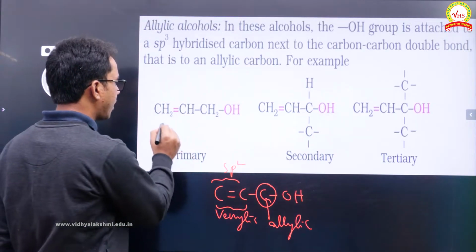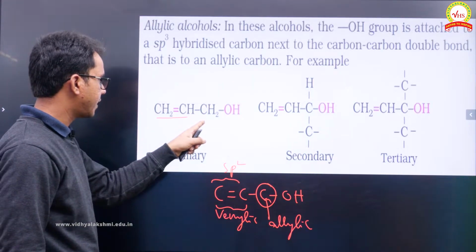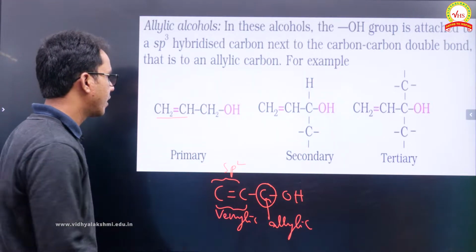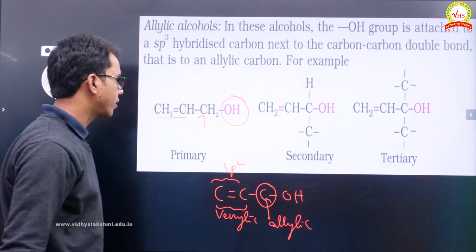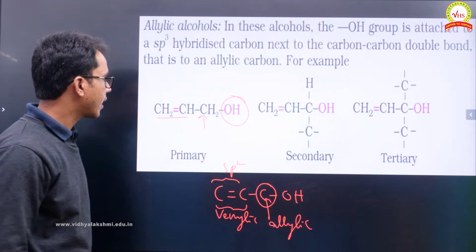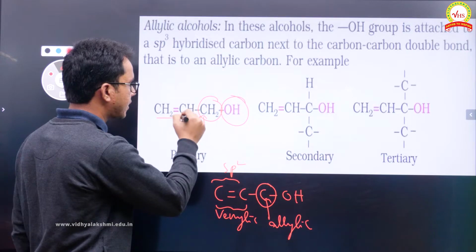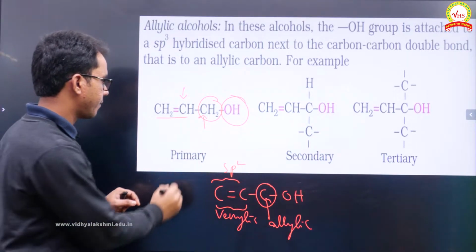Now, we know there is a carbon-carbon double bond carbon, and we have an sp3 hybridized carbon next to this vinylic carbon. This is known as allylic carbon. Since the OH group is connected to the allylic carbon, we'll call this one allylic alcohol. Which allylic alcohol? This sp3 hybridized carbon is connected to only one carbon here. That is what it is, primary.